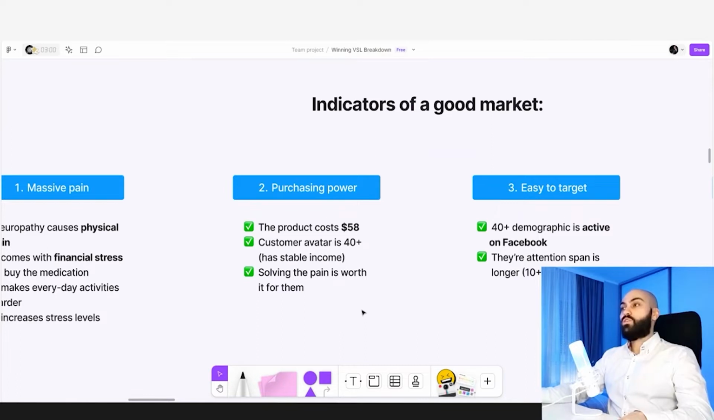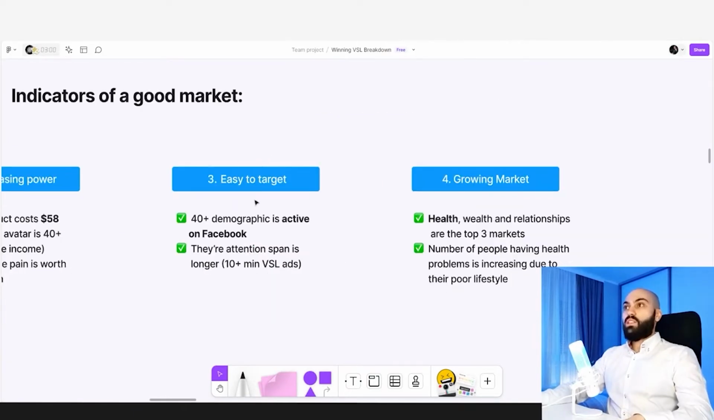Customer avatar is 40 plus, which means that they are either working or retired, they have the money to buy it, and solving the pain is worth it for them. They should be easily targeted, so the 40 plus demographic is active on Facebook.